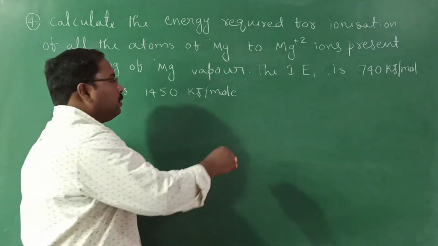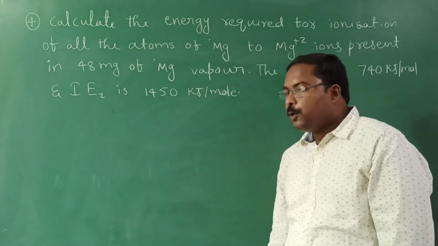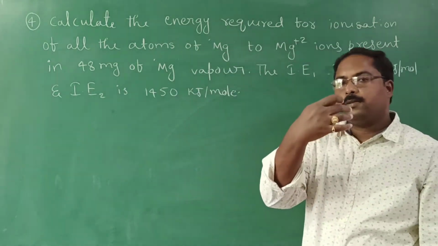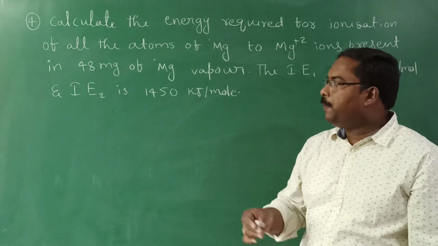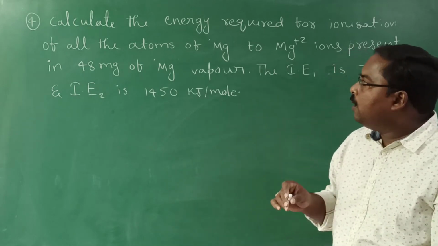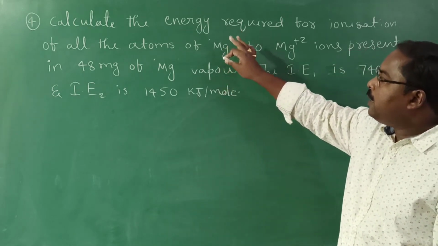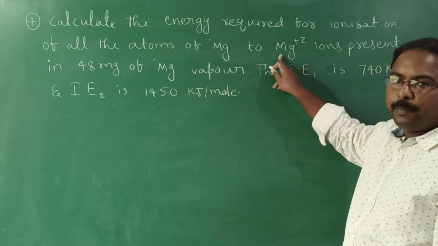Okay, so read the question carefully. This is a different model question when compared to the questions we discussed in yesterday's class. It is somewhat slightly different. So let's look at this one. They are asking the total energy required to convert magnesium into magnesium+2.